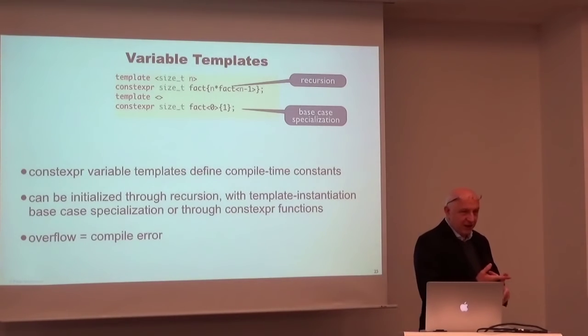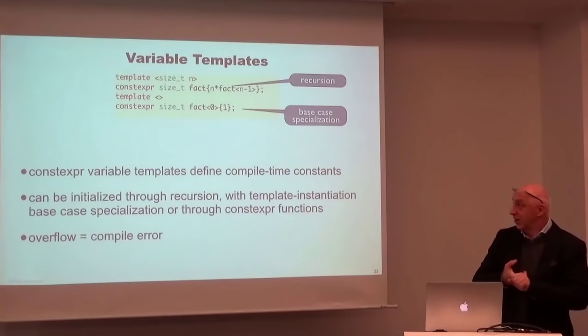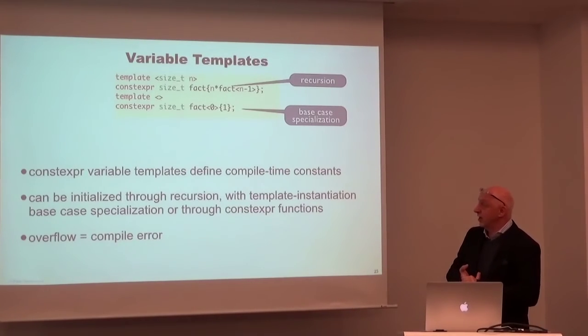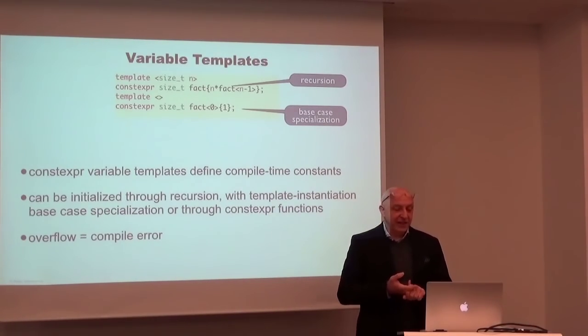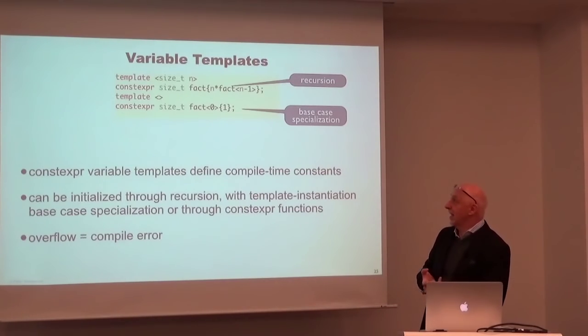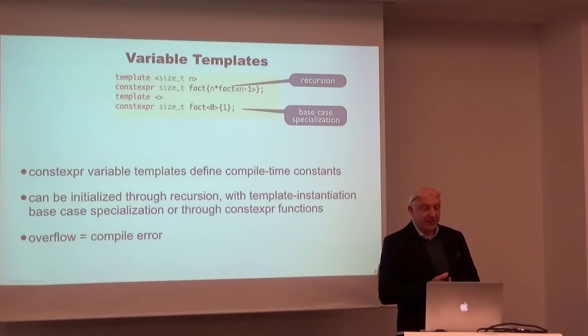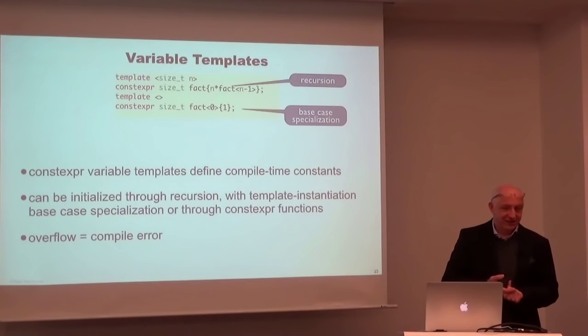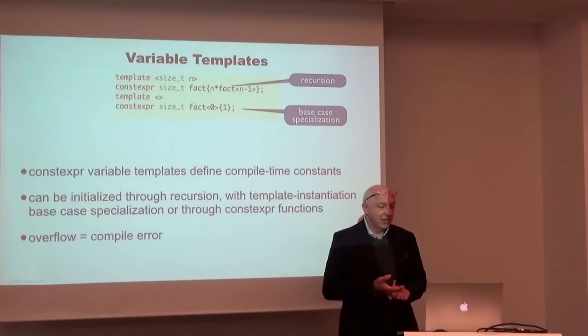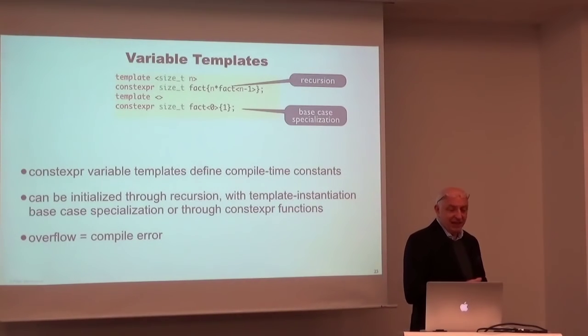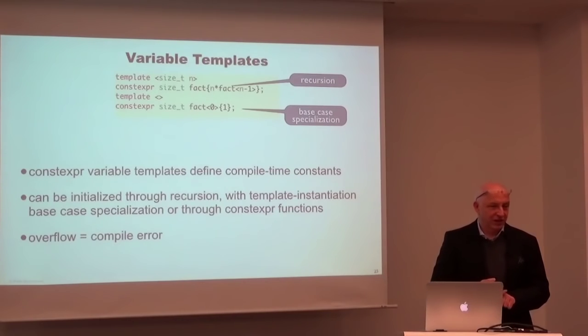So it's a template here with a non-type template parameter, a number n. We say the variable fact is computed by taking n times fact n minus 1. And we provide a base case for when we have 0 as the n, because then the factorial is 1.